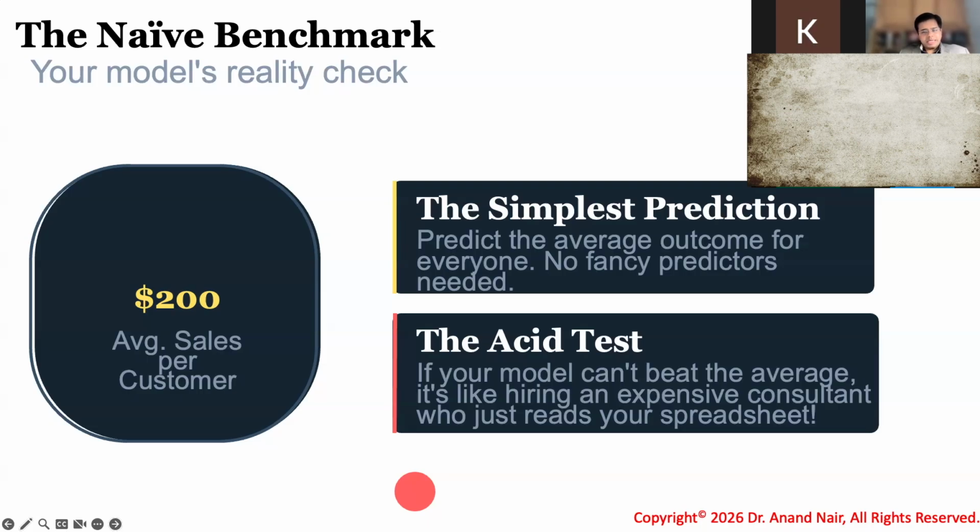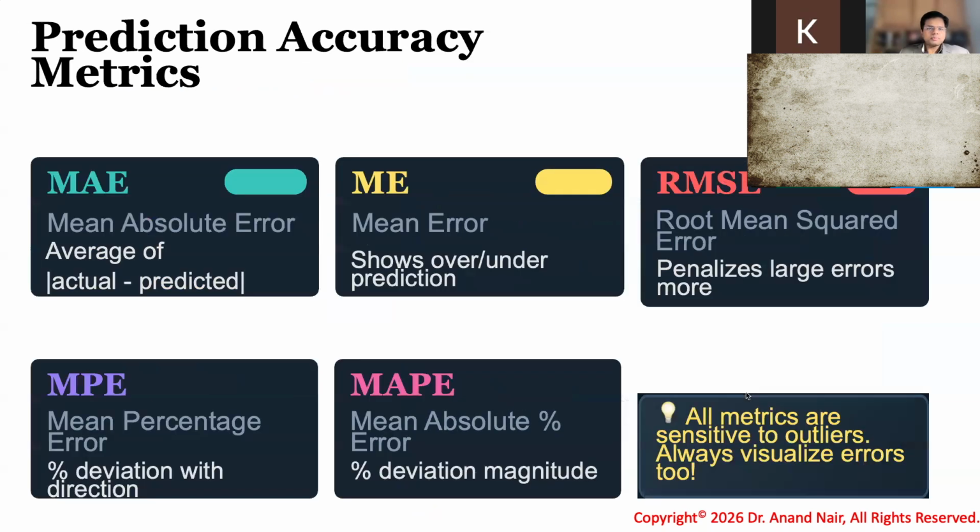And this has happened many times. I've seen this happen more often than you would think. Someone builds an elaborate neural network model and it performs worse than just predicting the mean. Right? So it's always important to check against the naive benchmark.